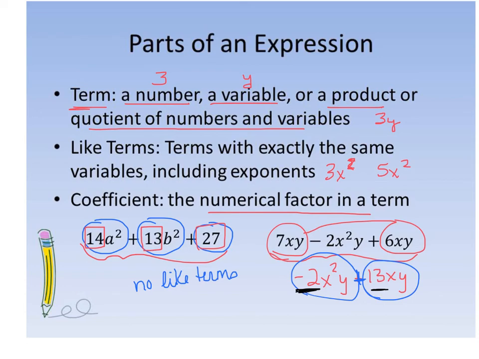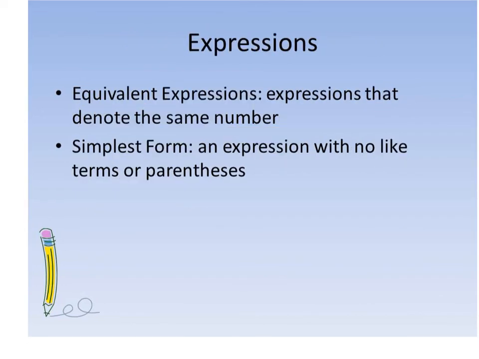We've got a few more definitions to look at. Equivalent expressions are expressions that denote the same number. So for instance, 1 plus 2 is equivalent to 5 minus 2. They both denote 3. So those are equivalent expressions. And simplest form is an expression with no like terms or parentheses. So you've combined everything and you've gotten rid of parentheses by distributing.